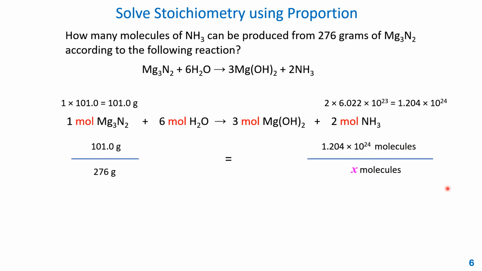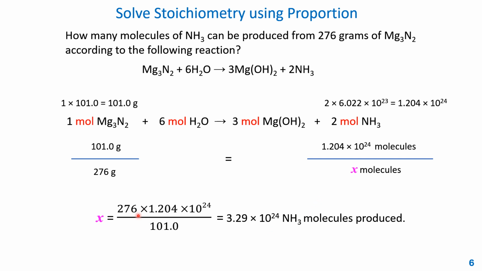So now in the proportion, we can solve for X. We can cancel the unit molecules, then in your solution, X will be just these two numbers cross multiplied divided by this number. That's it. So 276 times 1.204 times 10 to the power of 24 divided by 101.0. So it gives you 3.29 times 10 to the power of 24. Same answer as the other method.